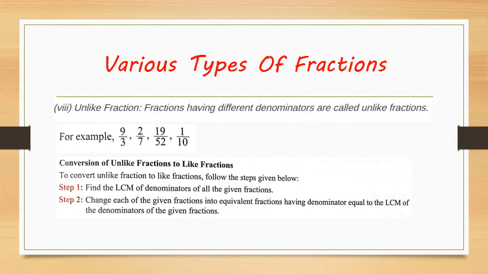Now how can we convert unlike fractions into like fractions? We can convert unlike fractions into like fractions by following two steps. First, take the LCM of the denominators of all the given fractions, and change each of the given fractions into equivalent fractions having denominator equal to the LCM of the denominators of the given fractions. So let's see with an example.